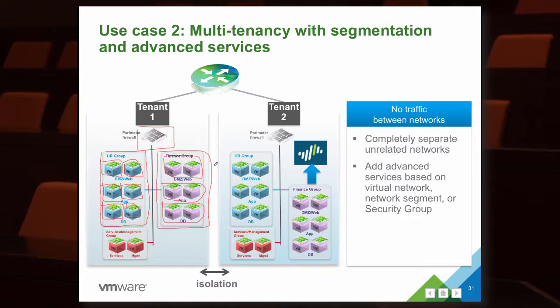And then we can take the whole thing and we can repeat it. Again, because of the overlays, we can have networks identical to one another living side by side harmoniously. And then we can also add advanced services based upon the network or security group, tag, identification, or machine name. All while ensuring that we have no traffic moving back and forth between the networks because of the isolation and the encapsulation layer.